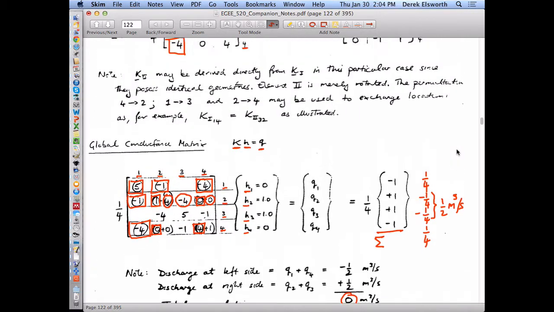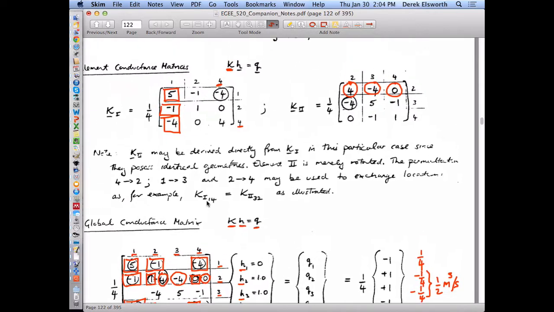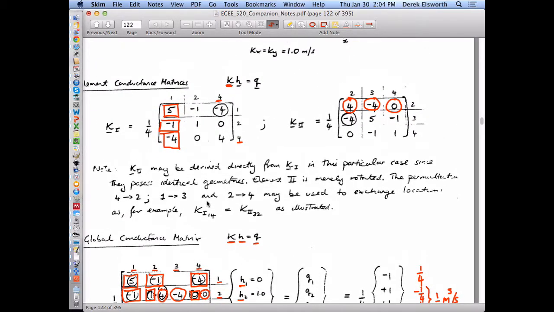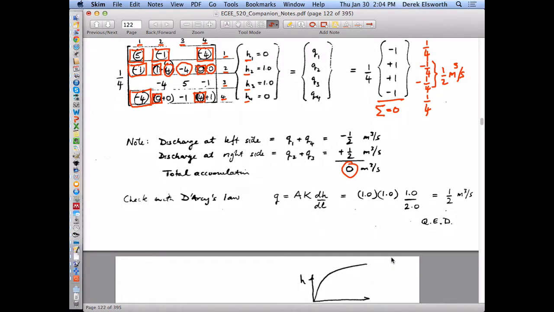Once we have that element conductance matrix, so long as we are careful with our indexing, we can know exactly where it goes into the global matrix, and then we just do it for all the subsequent elements, putting them in the right place. Then you rearrange for whatever boundary conditions you have. We didn't have any rearrangement to do here, and you solve your problem. I guess I didn't fill this in, right? Sum of this is equal to 0. So that's it. And so you can check whether it makes sense. Right? That's all finite element analysis is about.